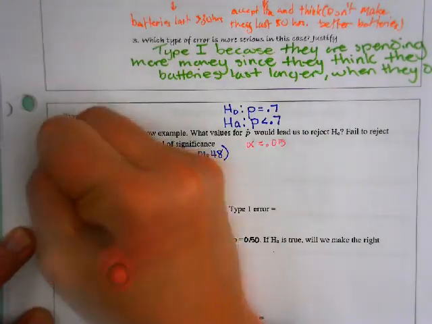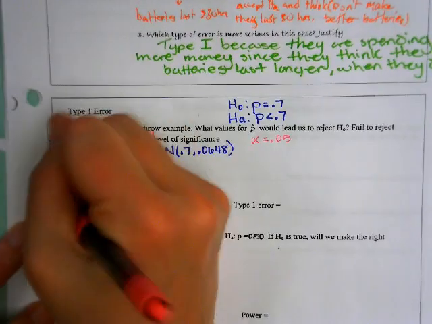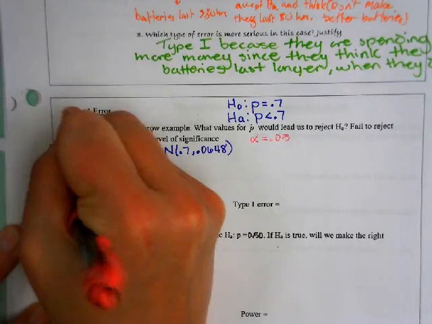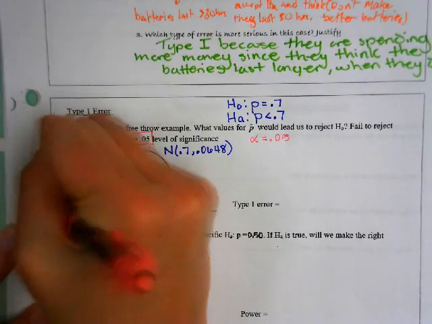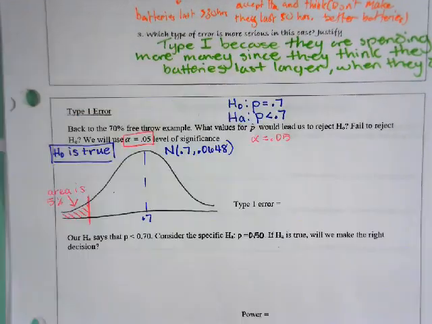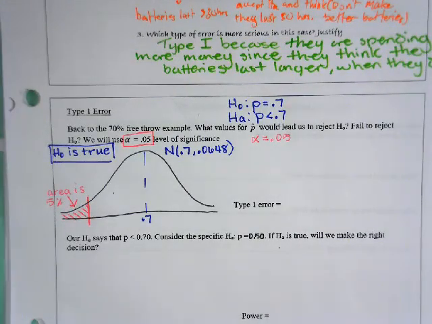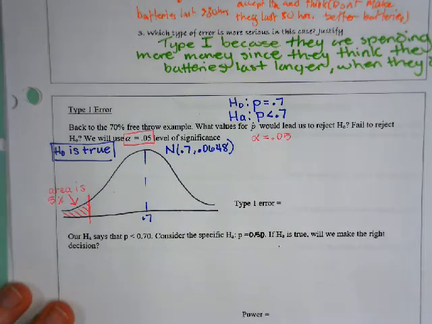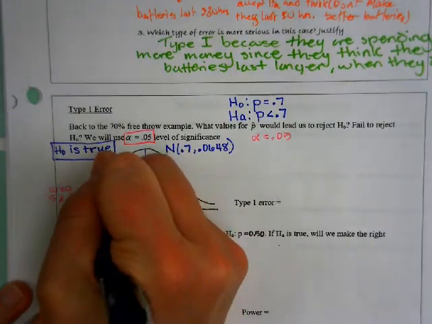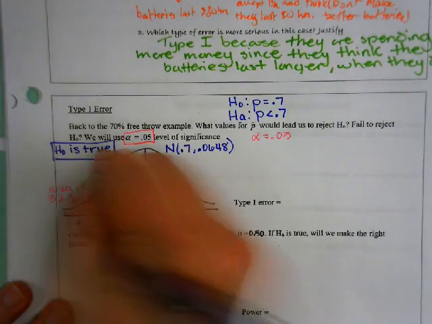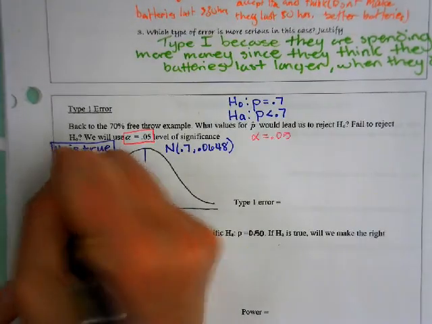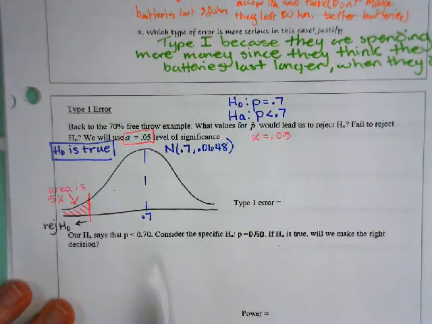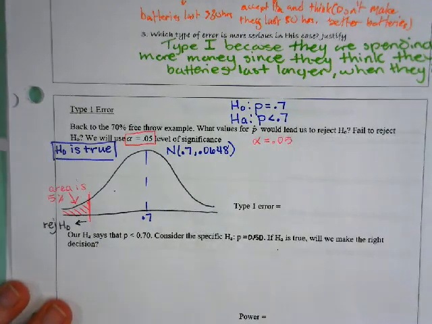Now, if we get a p-value that's less than alpha, we're going to reject H null. So anything to the left of that p-value tells us we're going to reject H null. And then anything over here is going to tell us to fail to reject H null. So any p-value to the right of that pink line tells us to fail to reject H null.